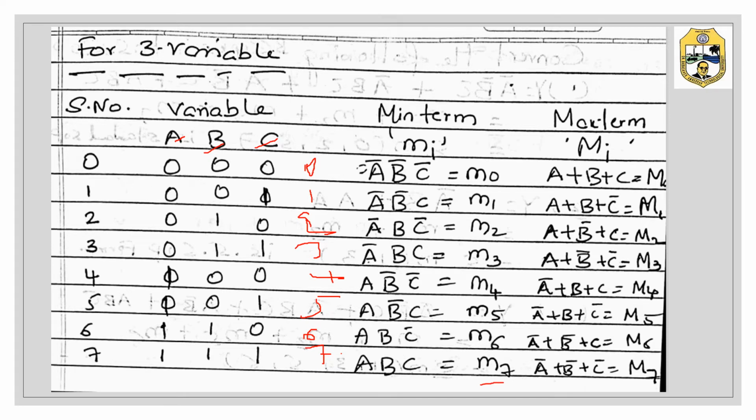In case of max terms, for zeros no bar is there, and for ones there is a bar. That is, 0 0 0 can be written as A plus B plus C, indicated by capital M0. For 0 0 1, A plus B plus C bar is equal to M1. Likewise we need to continue up to M7. This is for three variables.